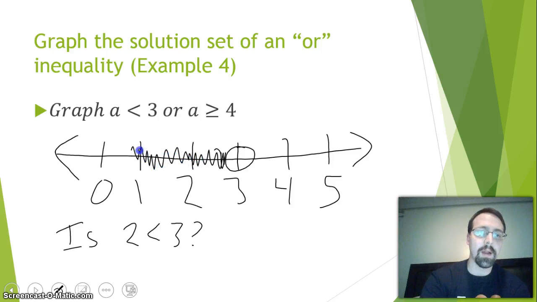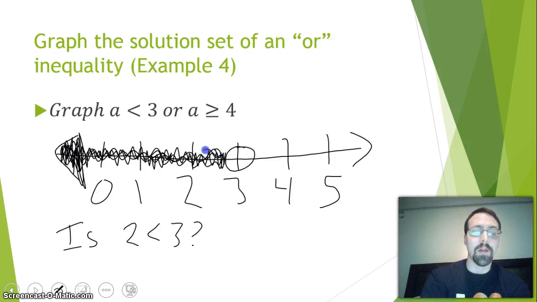And we're going to keep on going, unlike what we did with our and inequalities. The reason I stopped with the and inequalities is that I knew most of them are going to meet towards the middle. That's why I stopped shading at some point. Then we kind of went both ways. However, this just keeps on going. I know I'm never going to hit that other number. I'm never going to hit 4.